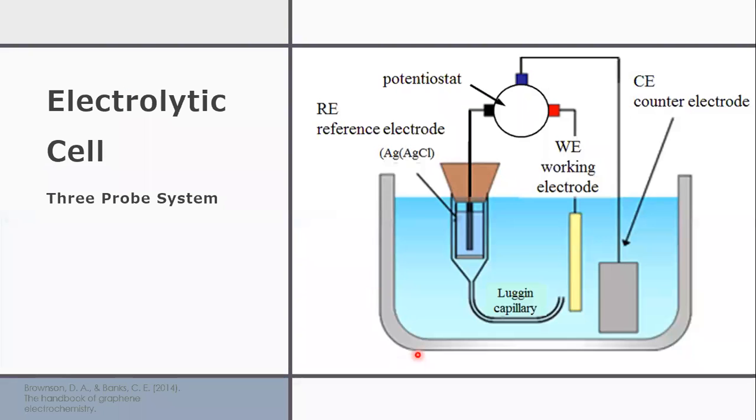This is a traditional configuration of the electrolytic cell, and normally you use a three electrode system. You use a reference electrode, a working electrode, which is the electrode at which you sweep the potential and determine the interfacial reaction, and then you have a counter electrode, which is mainly platinum or a carbon-based electrode.